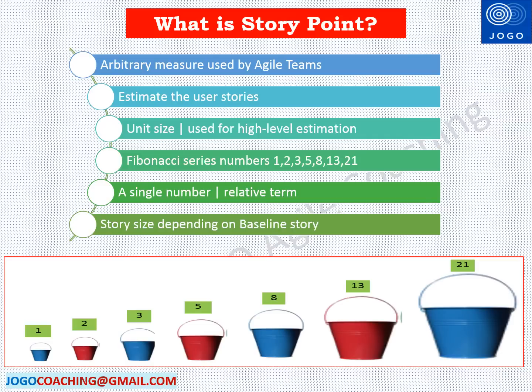In this example, the first bucket size is mentioned as 1. That is, the story point of the first bucket is 1. The third bucket is relatively 3 times bigger than the first bucket. So the story point assigned to the third bucket is 3. You can see the Fibonacci series number assigned to each bucket to show the story point assigned for the buckets.